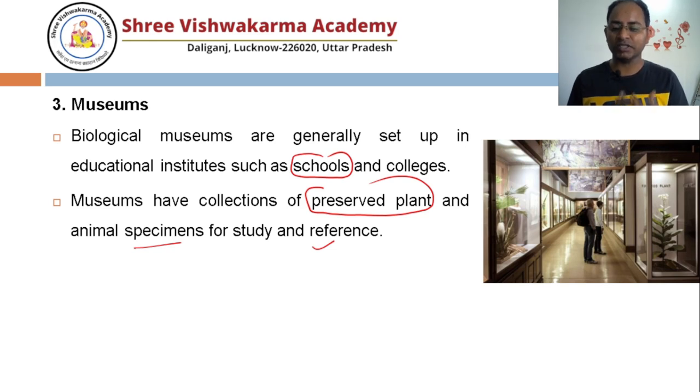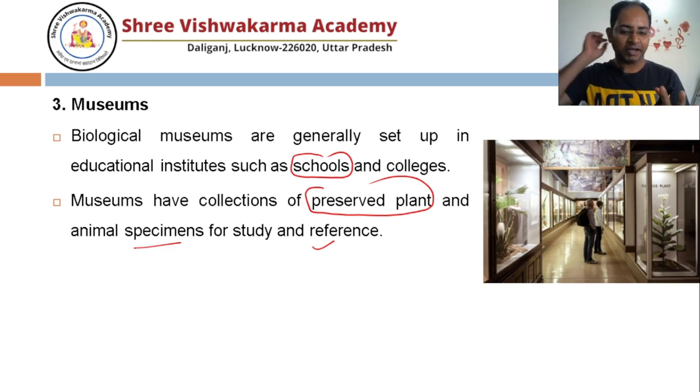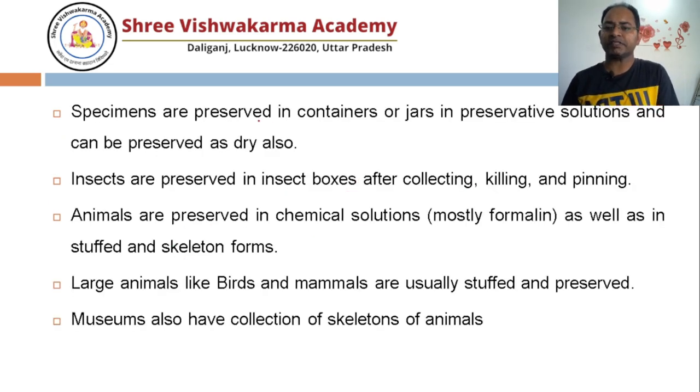if you want to see the starfish, it is not available here. You have to go to the marine sea. So schools can keep that animal in a jar, and for a quick referral system, you can see it. So specimens are preserved in a container or jar in a preservative. Some preservative we have to use, otherwise their body will degrade.